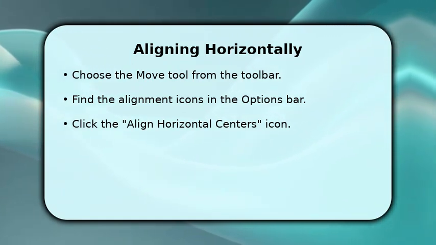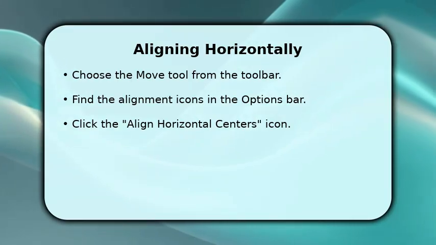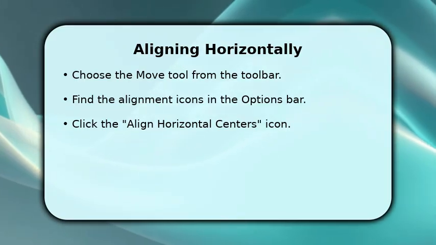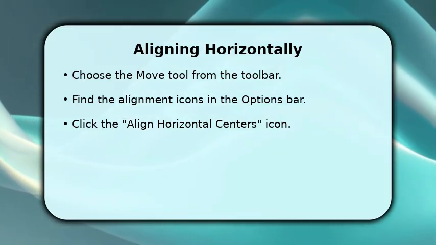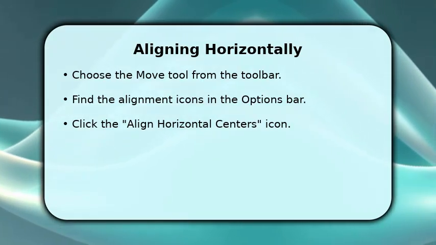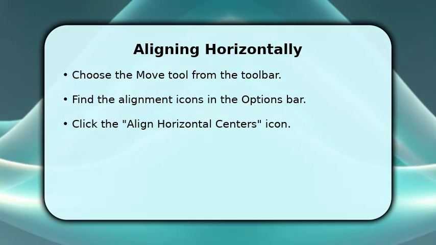Look at the Options bar at the top of your screen. You will see several alignment icons. Click the icon that represents Align Horizontal Centers. This action will instantly position your image perfectly in the middle from left to right.